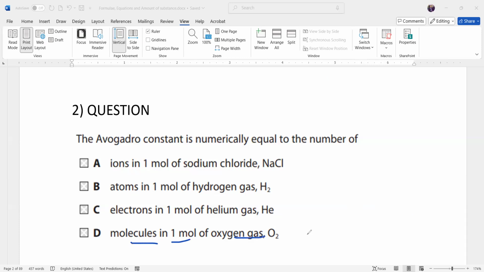Molecules in 1 mole of oxygen, that is right, because if we have 1 mole of oxygen, it means that is 1 mole itself. And when we have 1 mole, it will equal Avogadro's constant. So D will be the right answer. Is it clear?